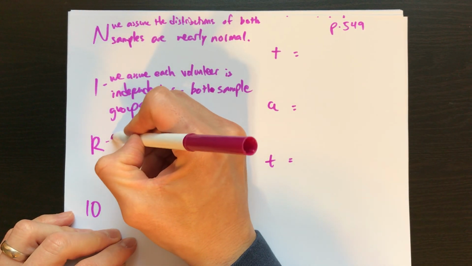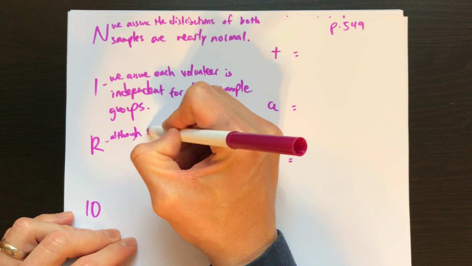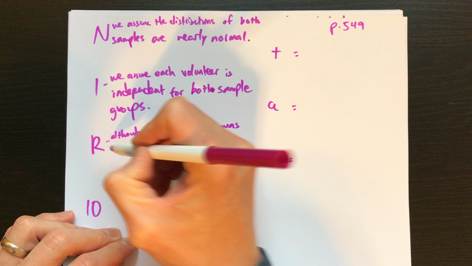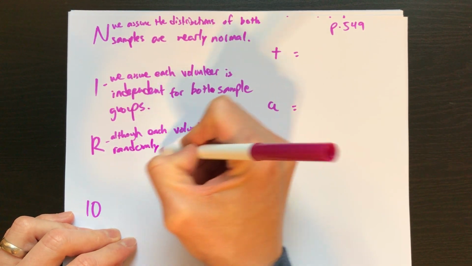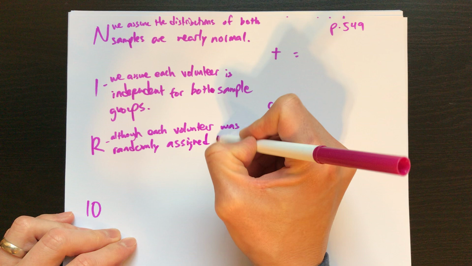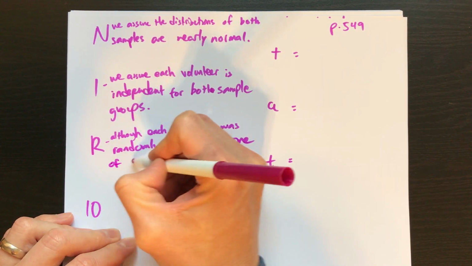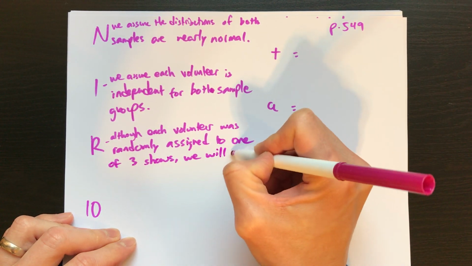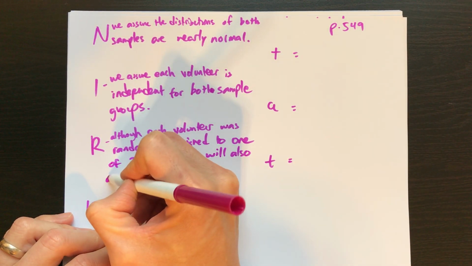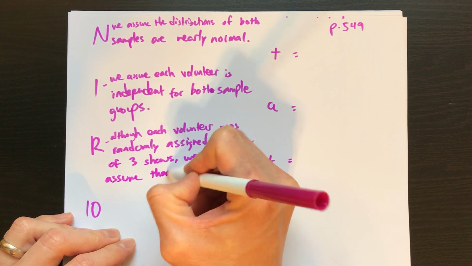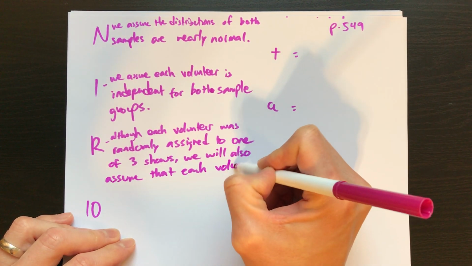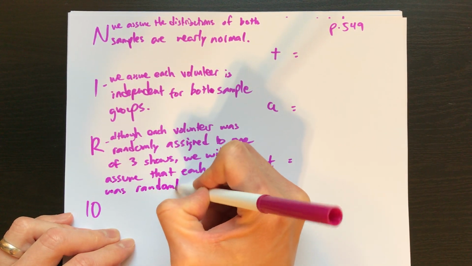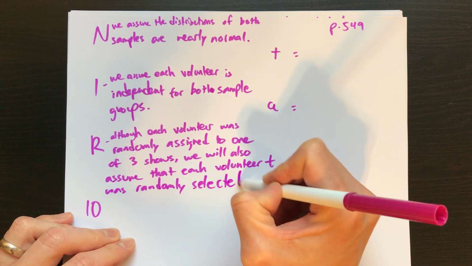So we could say, although each volunteer was randomly assigned to one of three shows, we will also assume that each volunteer was randomly selected. Okay.